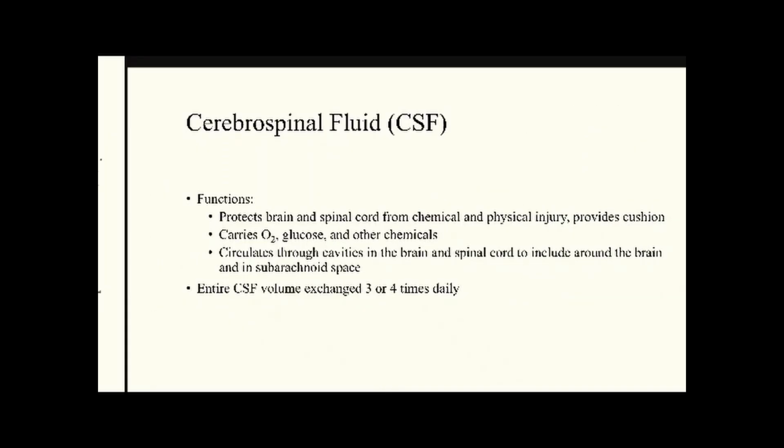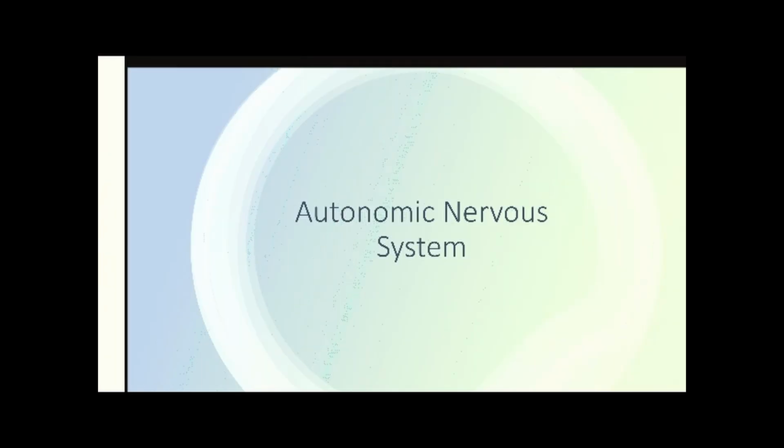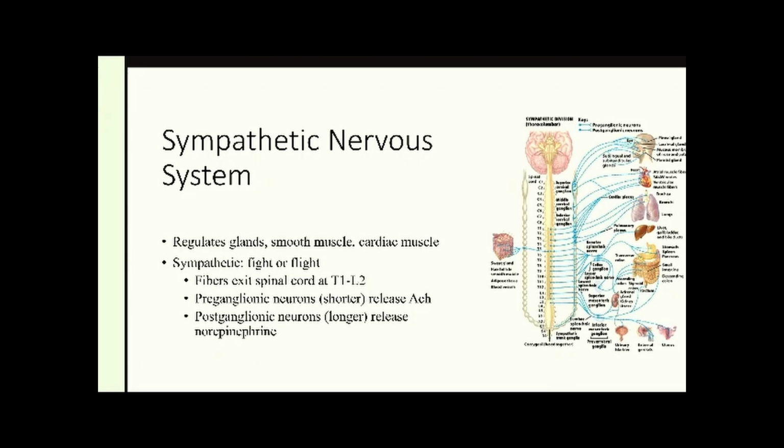Functions: protects the brain, provides O2, glucose, and other chemicals, and obviously circulates through all that to recycle around the brain and the subarachnoid space. It recycles 3 to 4 times a day. Moving on to the autonomic nervous system.